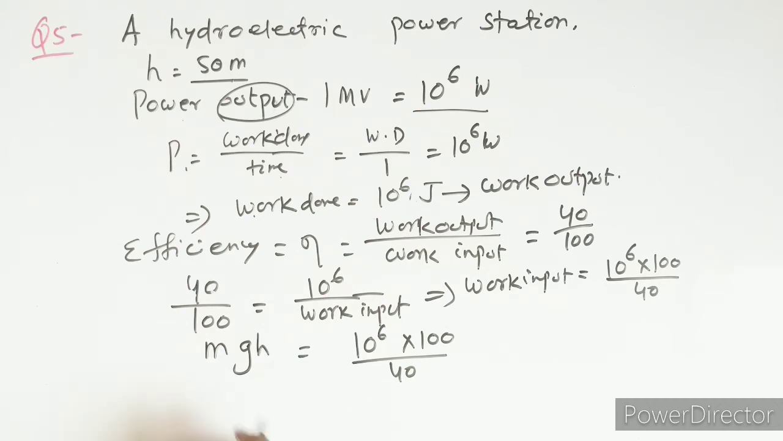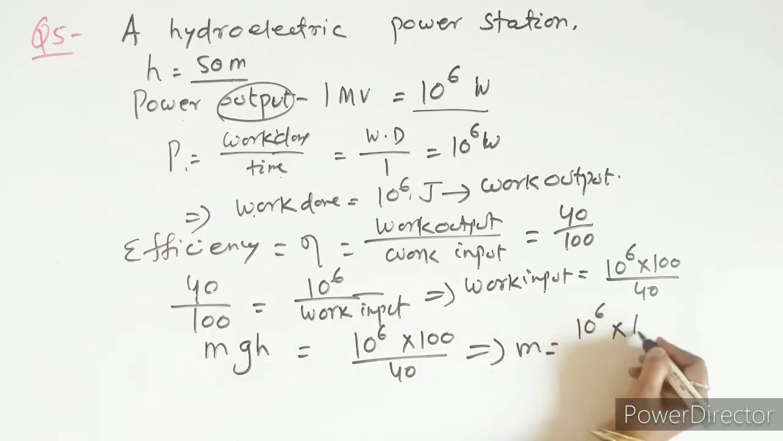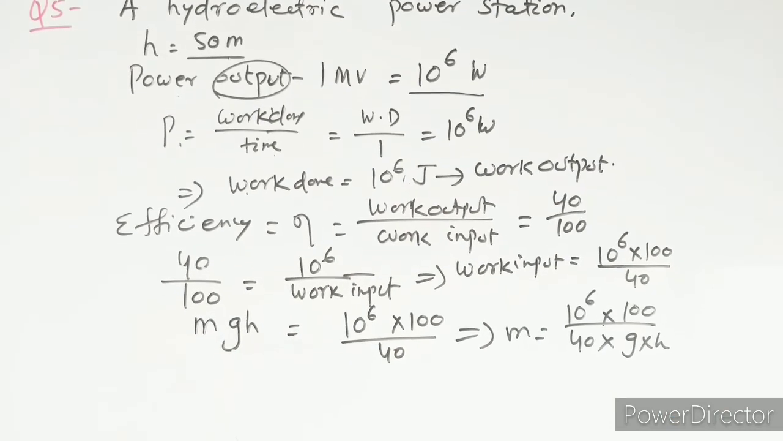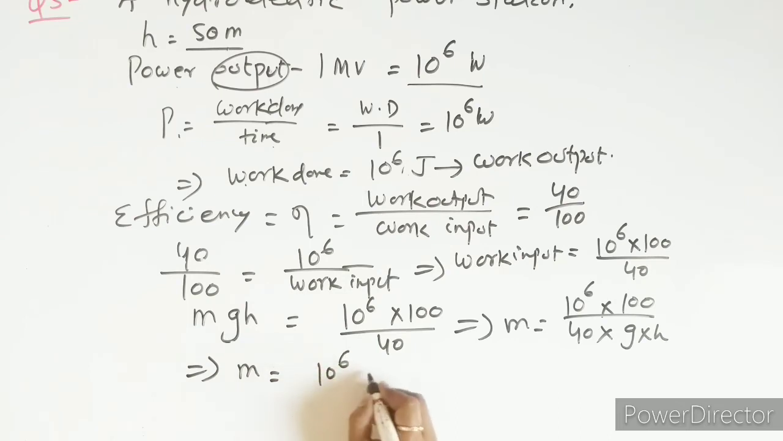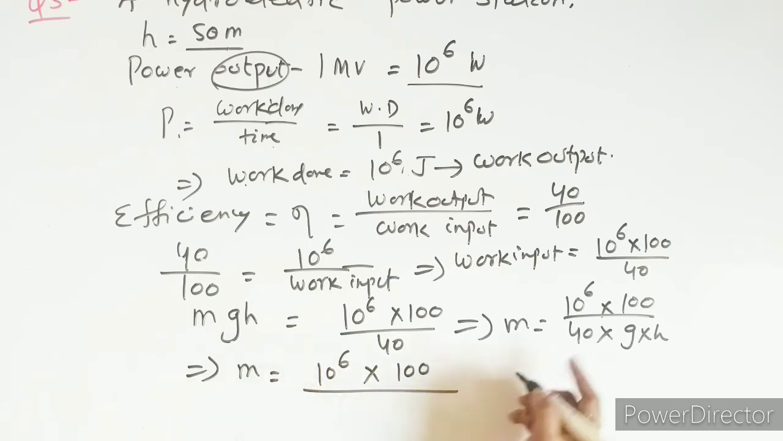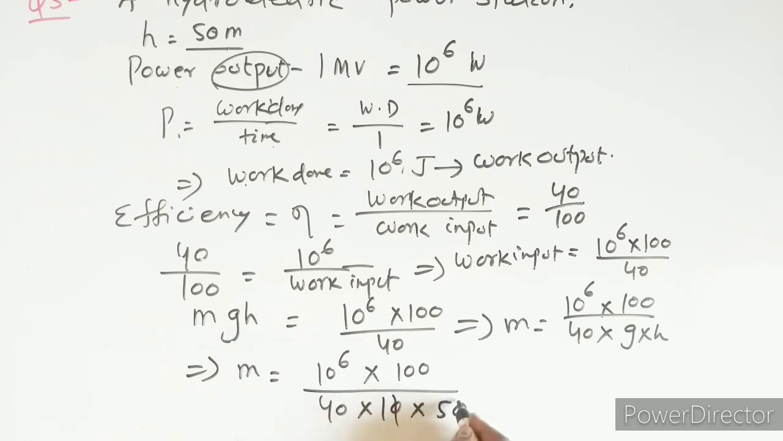But what is given? The value of m is asked, implies m equal to 10 to the power 6 into 100 divided by 40 into g into h. So how much is it? Let us see. Implies m equal to 10 to the power 6 into 100 divided by 40 into g equal to 10, h equal to 50. So here this one cancels.